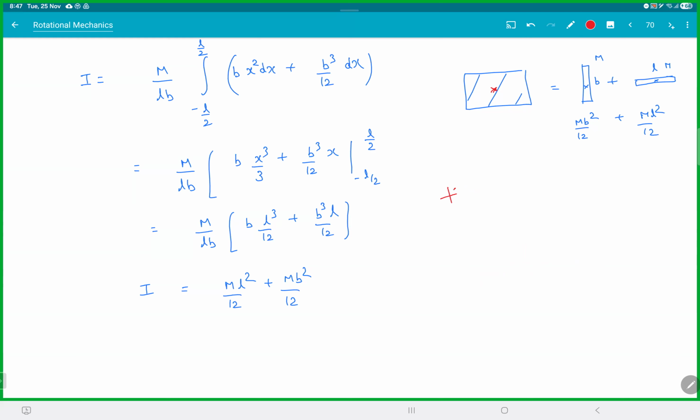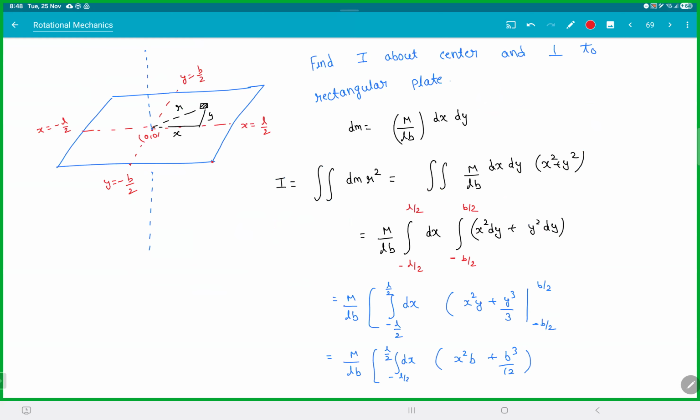And if you put L is equal to B, it will become a square. For a square plate, I will be M L square by 6. Standard results, you need to remember them. So for a square plate, about a line passing through the center, the moment of inertia is ML squared by 6. This is for a rectangular plate about the center. All clear with the steps? Check it out. Any doubt, anything you're not clear on this, please ask.